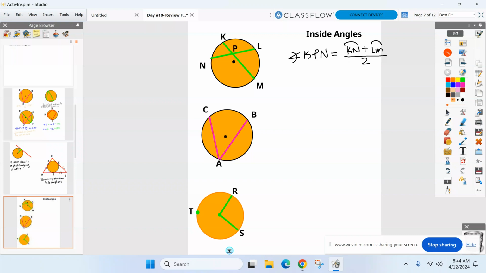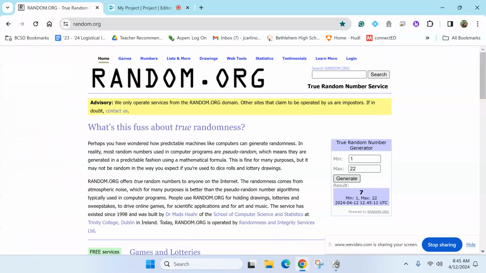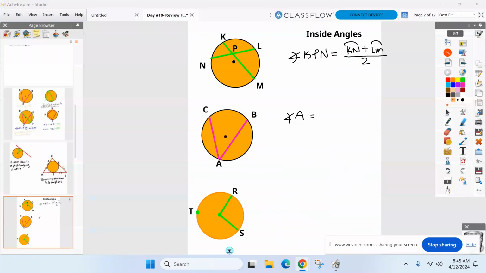Floater angle. Second time we've gone over this, but I don't care. Repetition's good. What type of angle is angle A up here? Angle A, what are we looking at? Drew, what do we call that? How do you find it? Which would be what here? Half of CB. Good job.